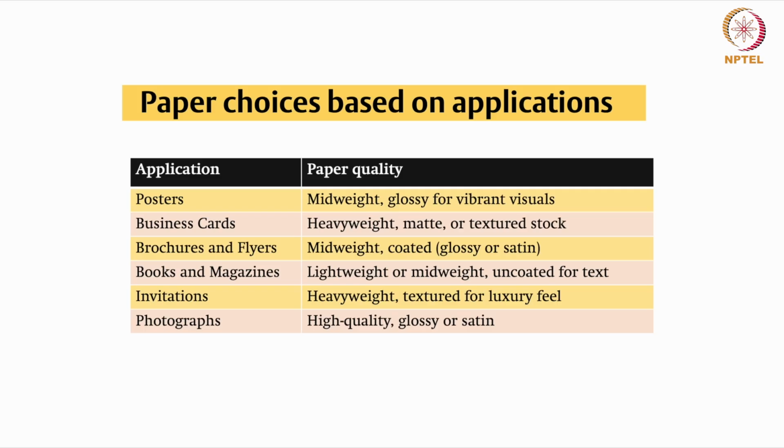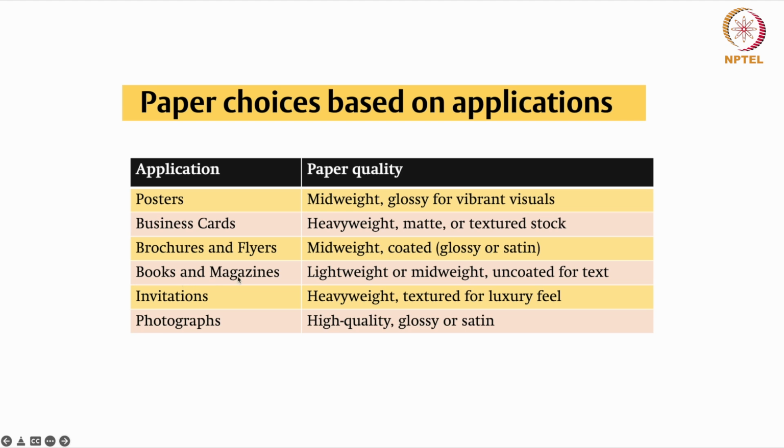If you look at the screen, there are different parameters which have been given in terms of application and paper quality. For example, if you're looking at posters, mid-weight, glossy for vibrant visuals can be very suitable. If you're looking for business cards, heavyweight, matte finish and textured paper can work. For brochures and flyers, mid-weight and coated, sometimes glossy and satin, can work better.